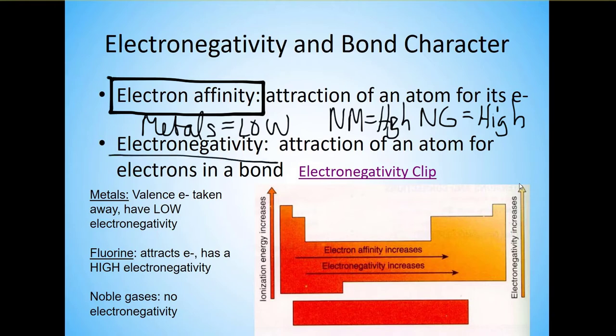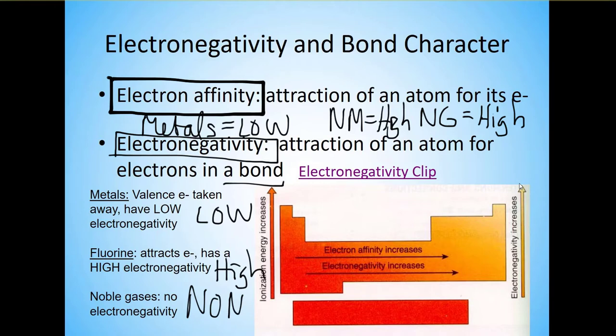Electronegativity is something different. This is the attraction of an atom for electrons in a bond. So now we're talking about bonding. When you look at bonding, you're looking at those electrons that are shared or transferred between two atoms. Metals have a very low electronegativity. Nonmetals have a very high electronegativity. And noble gases do not have an electronegativity.